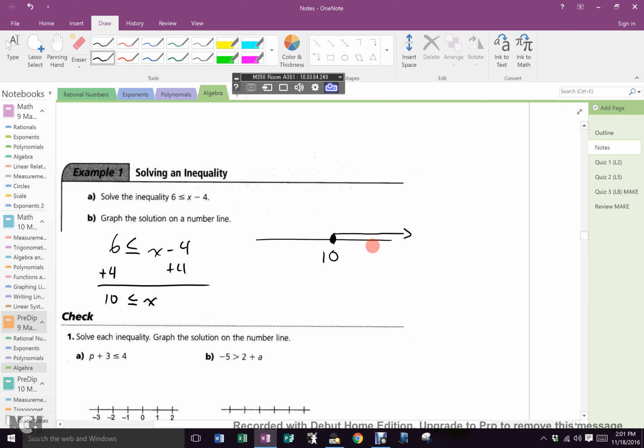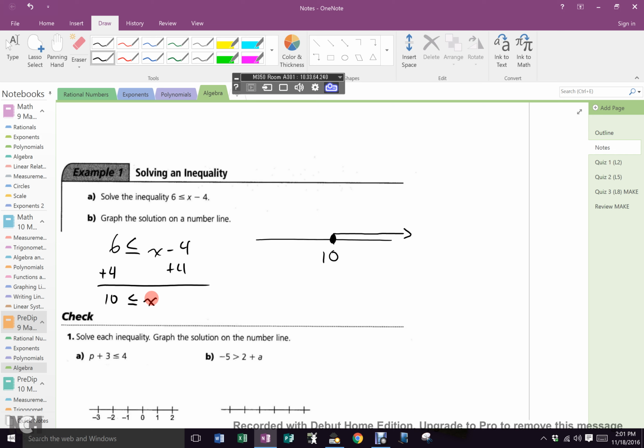Now, let's say you forget the shortcut that Mr. Myers taught you. If a number's first, you reverse the sign when you're graphing. If the letter's first, you follow the sign when you're graphing. Let's say you forget that. Then you need to read this: 10 is less than or equal to x, which means 10 is the minimum available for x, right? So you have to go from there.